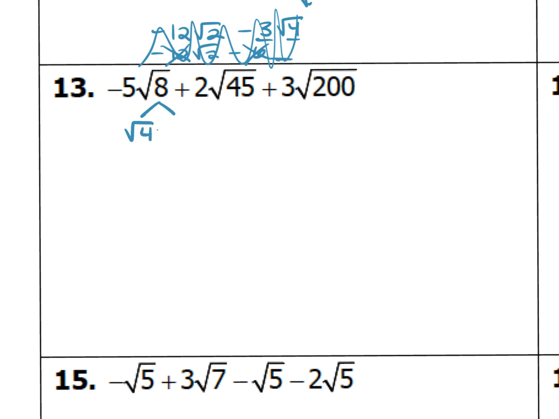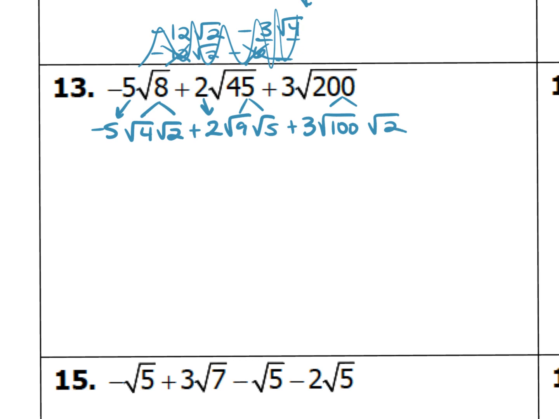Square root of 4 and square root of 2 with a -5 out in front. Really, what gets forgotten the most is those numbers in front. So just make sure you're taking those numbers with you. 9 and 5 gets you 45. And then 200, the perfect square would be 100. The non-perfect square would be 2. So this is -5 times 2, so -10 rad 2.